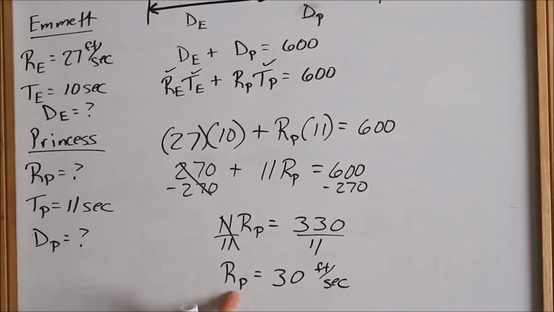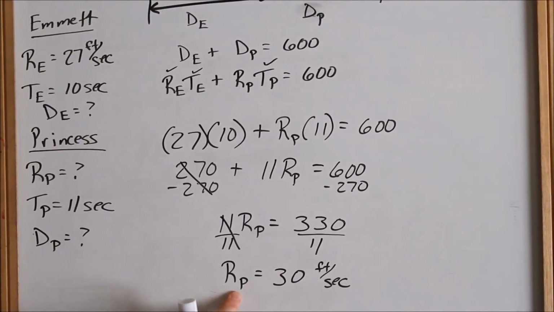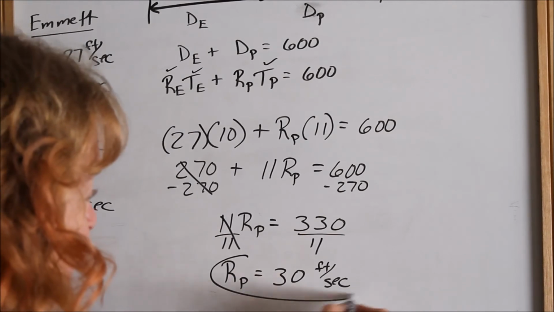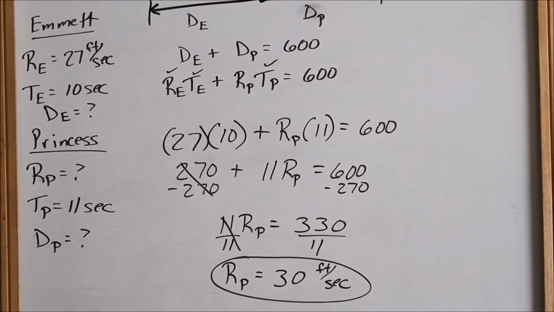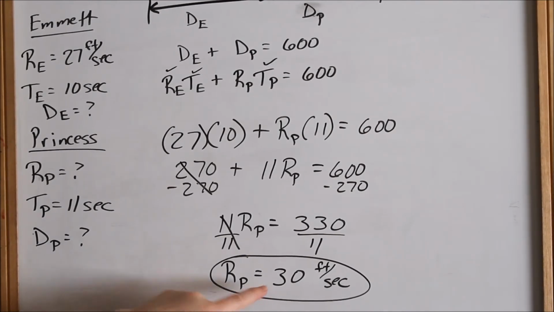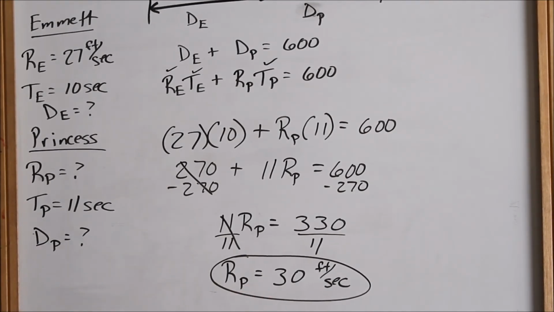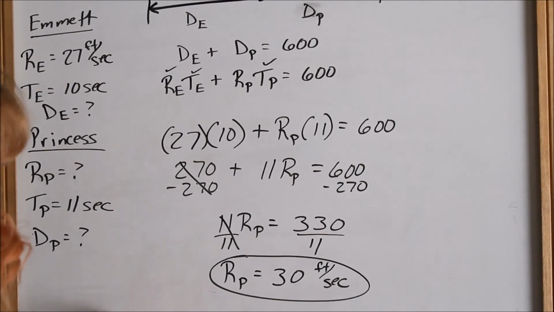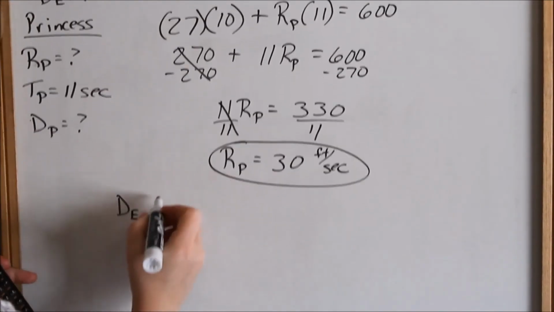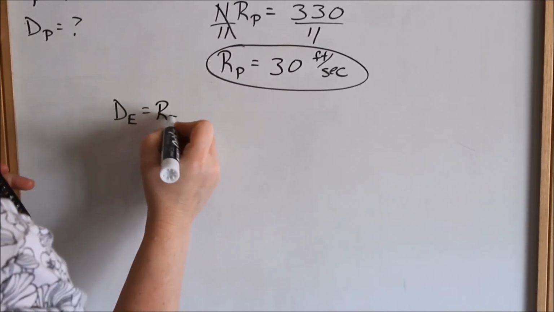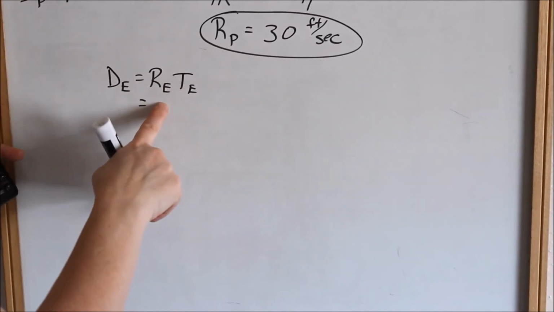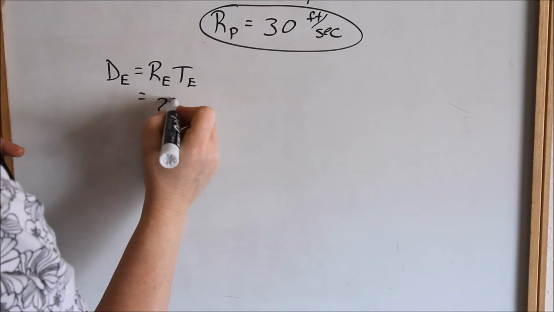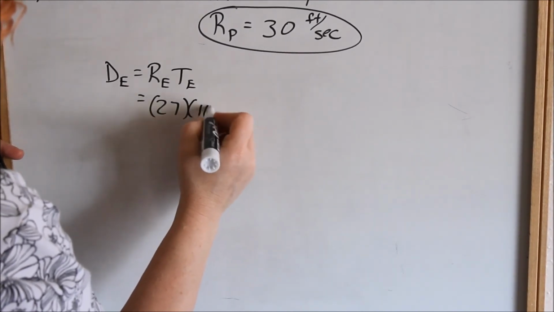Remember, we said her rate should be faster than Emmett's, and his was 27. So this is a good thing that this came out like that. So that was one of the questions it asked. We should be finding 3 answers. How fast did Princess go, and what was the distance of each one of them? Okay, so for Emmett's distance, we can do his rate times time, because distance is rate times time. This information was given to us in the problem. His rate was 27, and his time was 10 seconds.